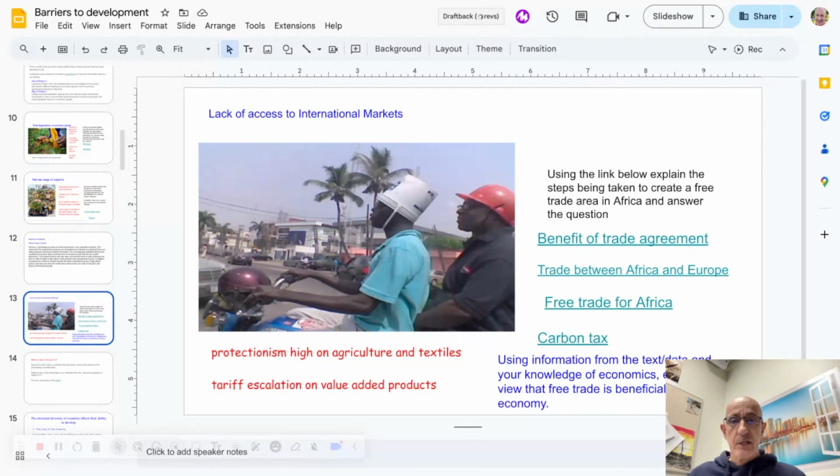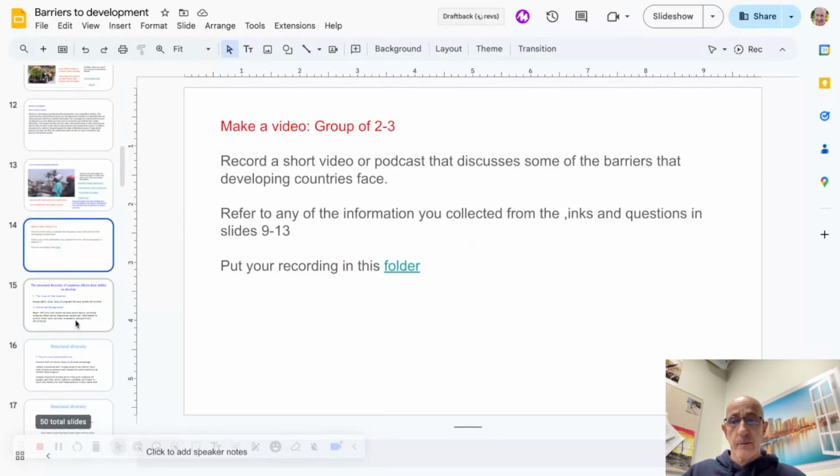Similarly, this access to international markets is crucial for developing countries, and they often face tariff protectionism, tariff escalation on many of their goods, which makes life difficult for them.